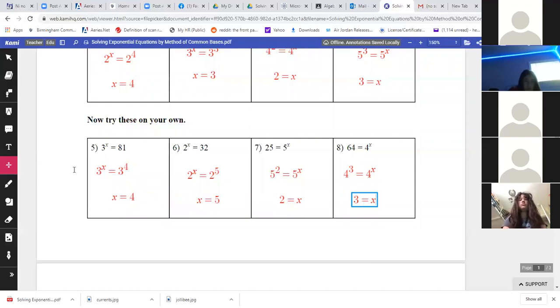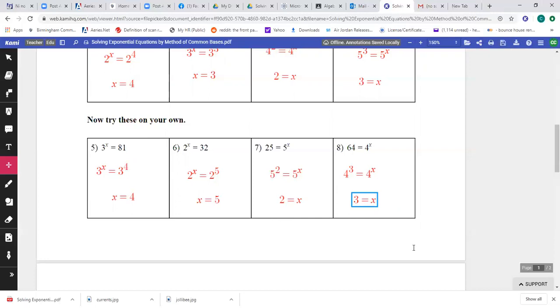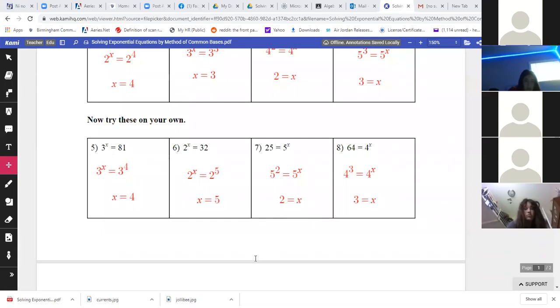So the whole idea here is you need to get both the left side and the right side to have the same base. Once you have the same base, you can just set the exponents equal to each other. So before we move on, does anyone have any questions on 5 through 8? Okay, so now let's go ahead and move on.